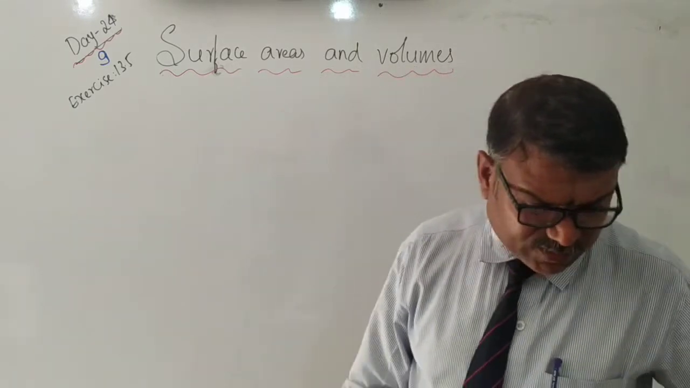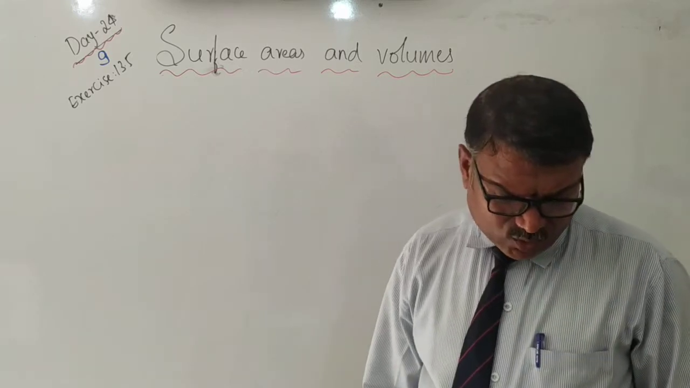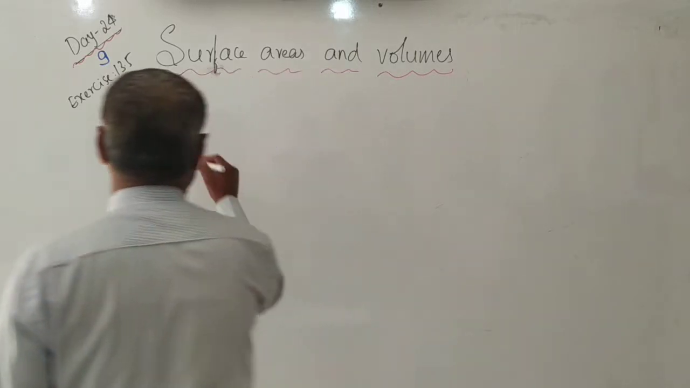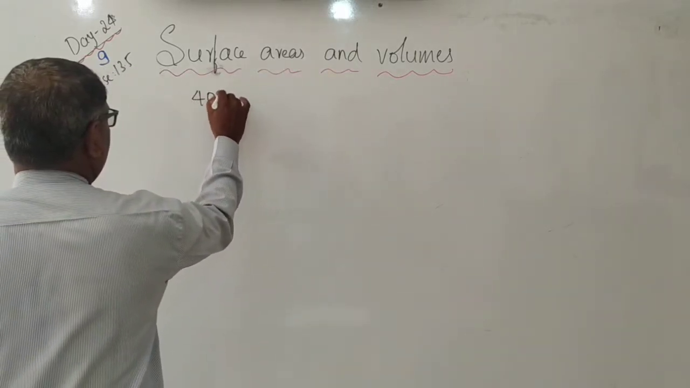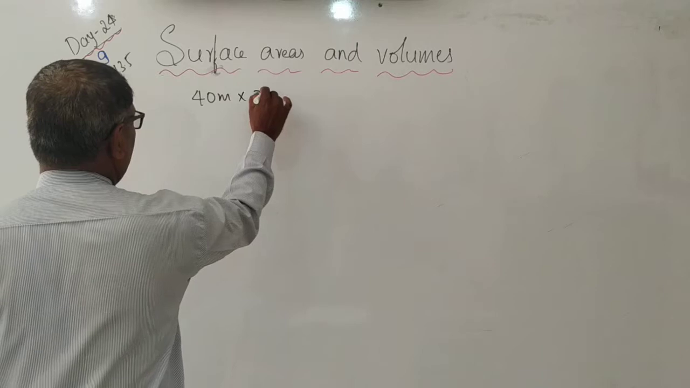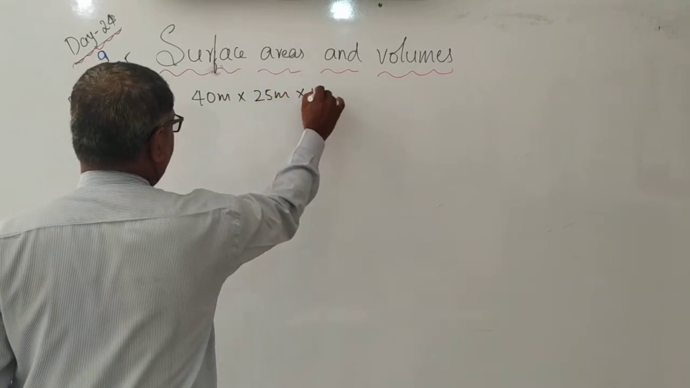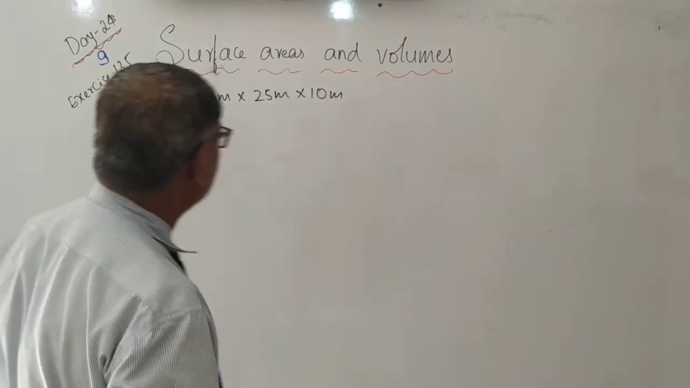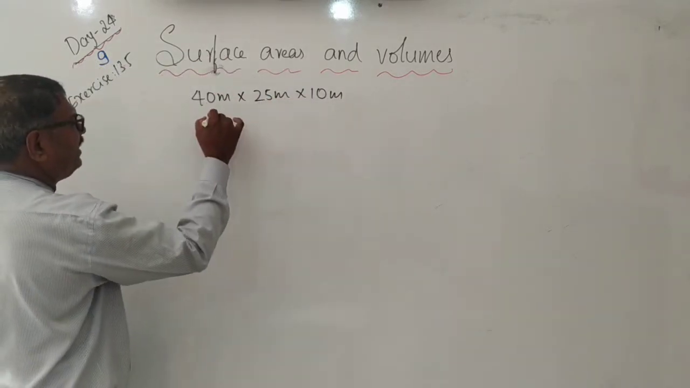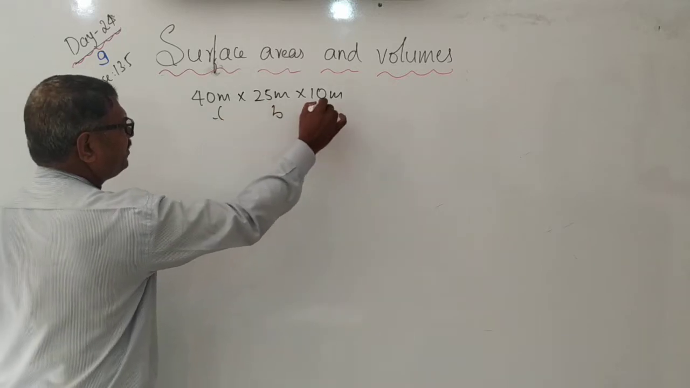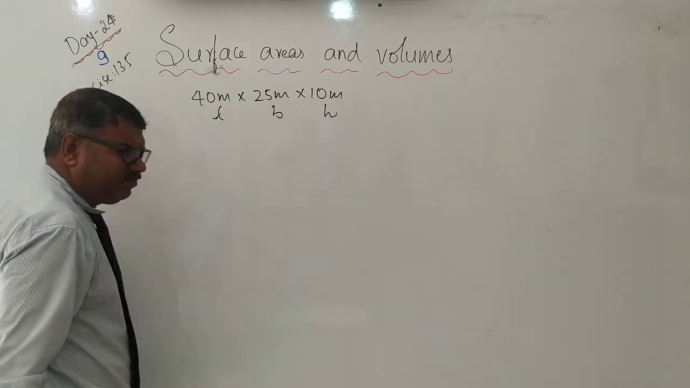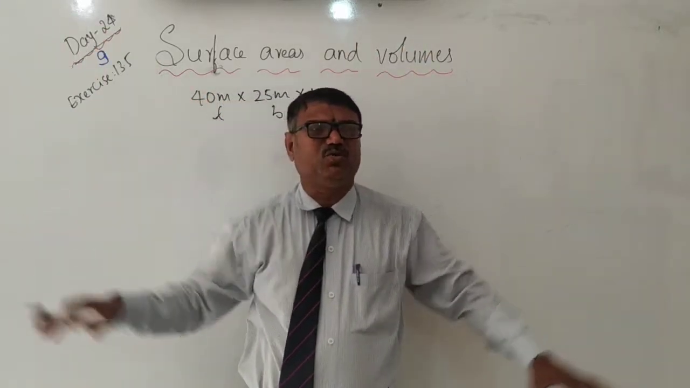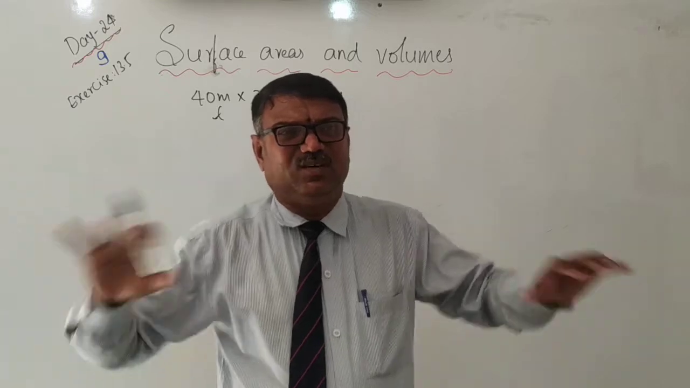Six problems are completed. Seventh problem: a godown measures 40 meters into 25 meters into 10 meters. Do you know what the measurements are? This is length, this is breadth, this is height. Very simple. One godown is there. Godown means you can imagine this classroom. This classroom is one godown.